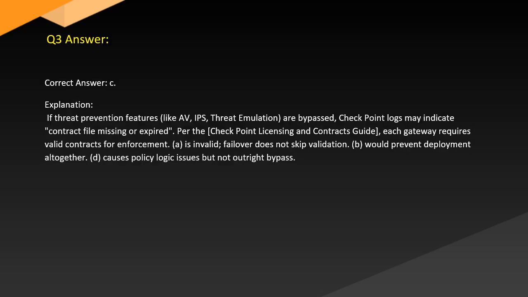Answer. Correct answer: C. Explanation. If threat prevention features like Anti-Virus or Threat Emulation are bypassed, Check Point logs may indicate a contract file missing or expired. The Check Point licensing and contracts guide states each gateway requires valid contracts for enforcement. A is invalid. Failover does not skip validation. B would prevent deployment altogether. D causes policy logic issues, but not outright bypass.